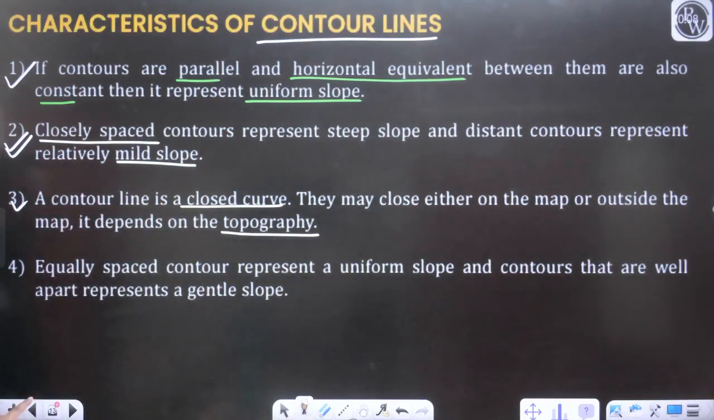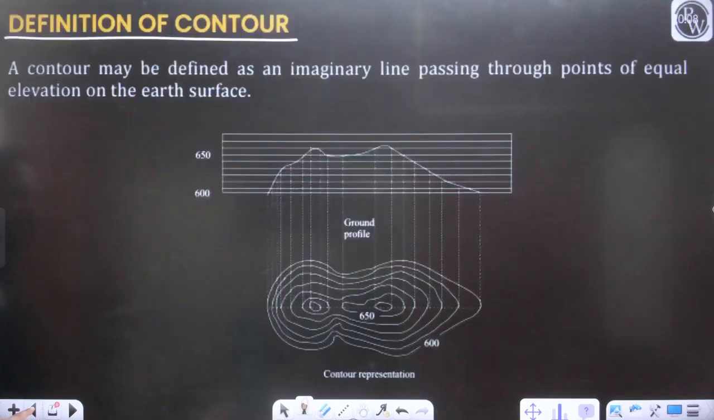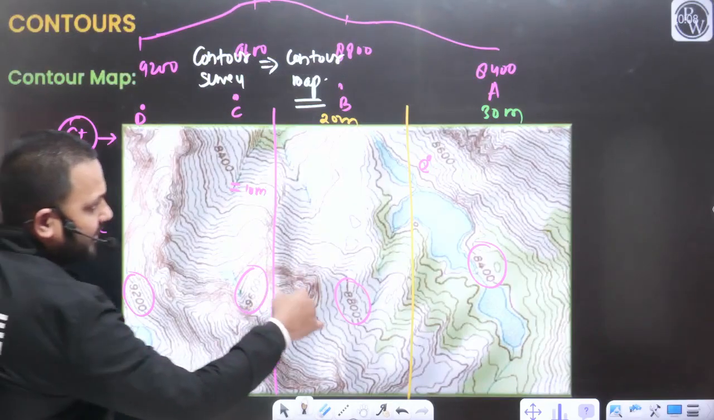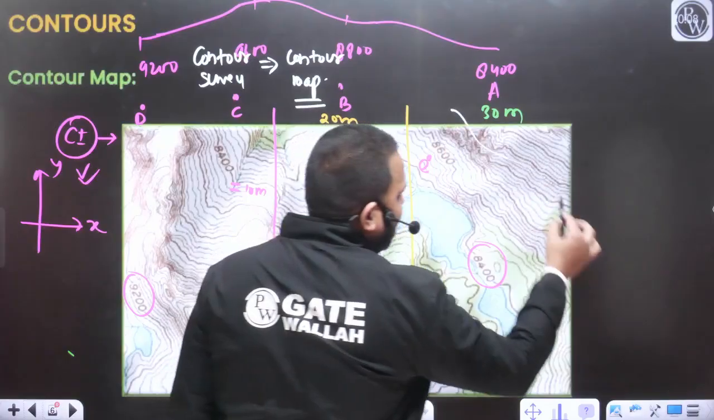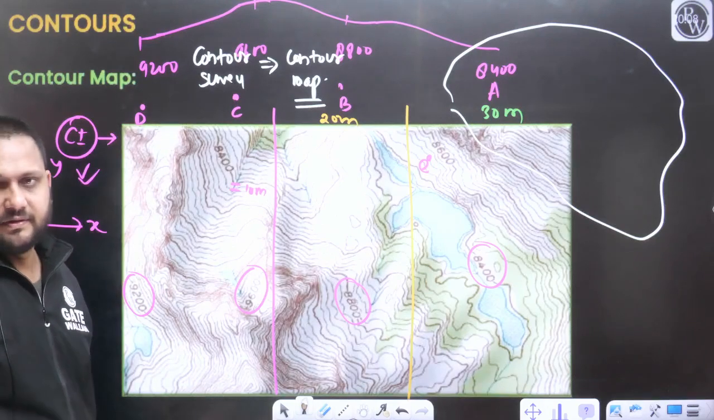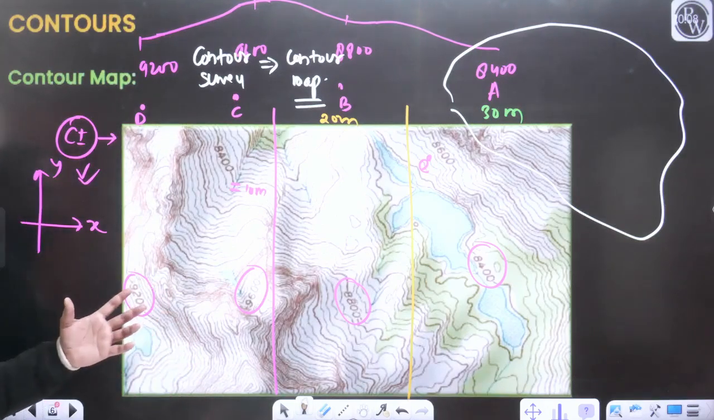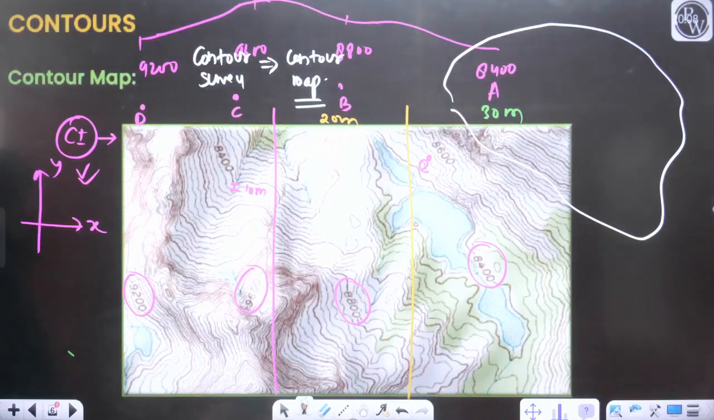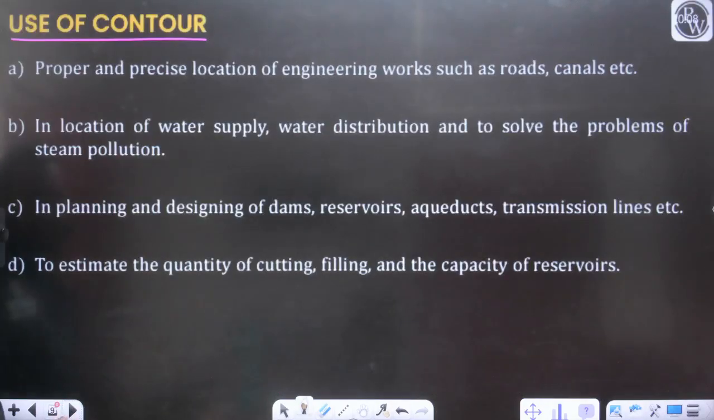So for example, in this contour map, we are not getting any closed line. Some lines are closed loops and some are open, but somewhere here they will also form a closed loop. Somewhere here, it may be possible apart from the map, but at the end they will form a closed loop. Yes or no? So this was your third property.